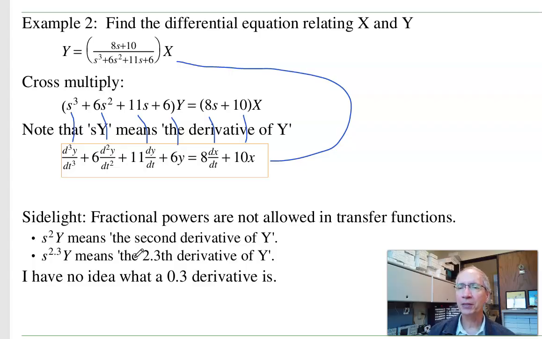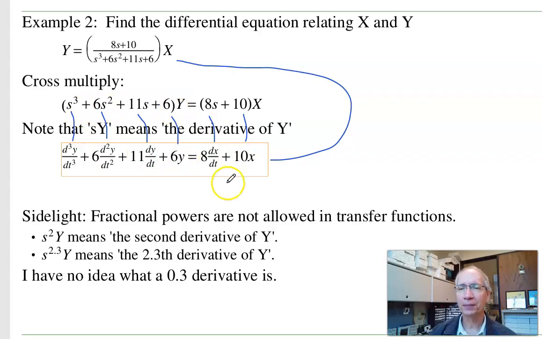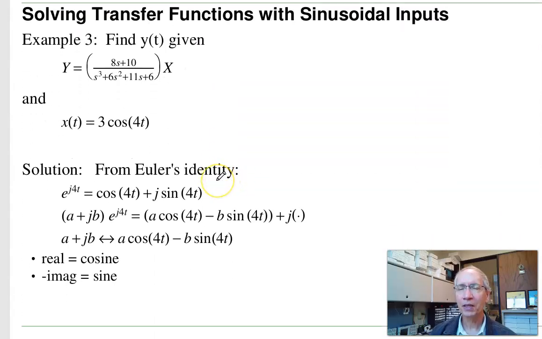Now actually there is a branch of mathematics that claims you can take fractional derivatives. The argument is the first derivative is a 90 degrees phase shift, so a 0.3 derivative is a 27 degree phase shift. I don't buy it, but some of you might know an area of mathematics that claims you can do it. As far as I'm concerned, as far as this curriculum in electrical and computer engineering is concerned, you can't do it. So you're stuck with integers when you have powers on S, at least in this major.